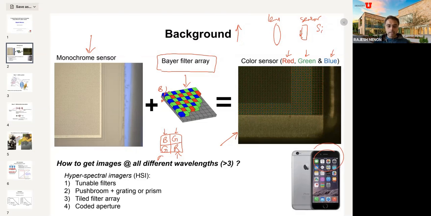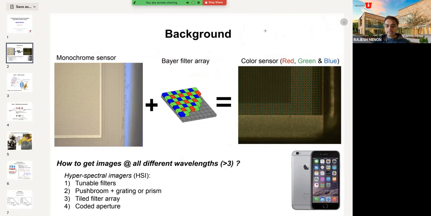Okay. Now, in the case of resource recycling, we want more than three colors, right? We want the spectral information. Sometimes we want it in the infrared, which is outside the blue, green, and red. And for these cases, we need more than 3 wavelengths. In this case, the typical solutions are something called hyperspectral imagers, which are shown here. And they use either tunable filters, where you simply change the wavelength of light that passes through the filter over time. So this is multiplexing with time.